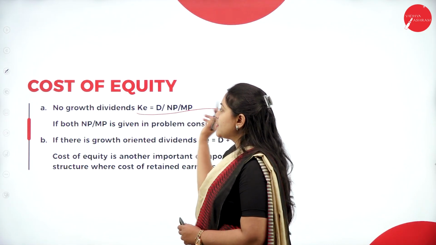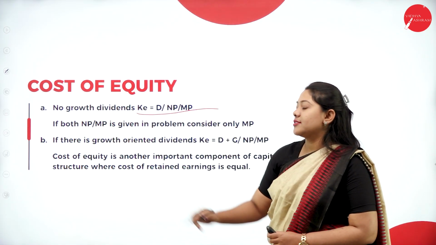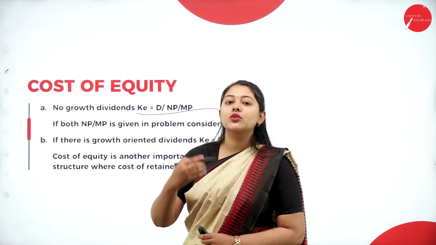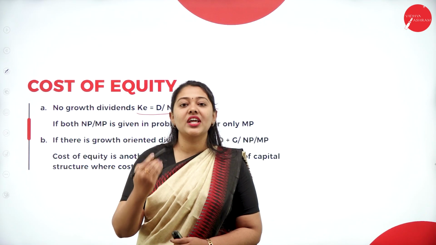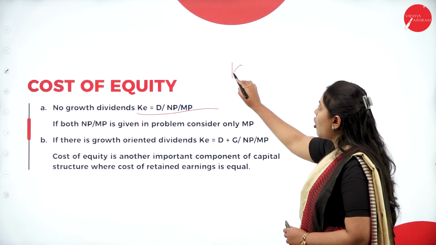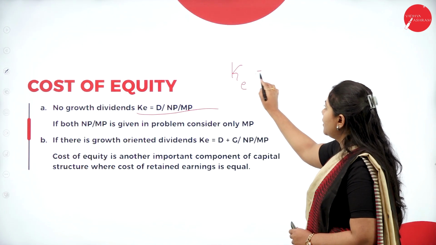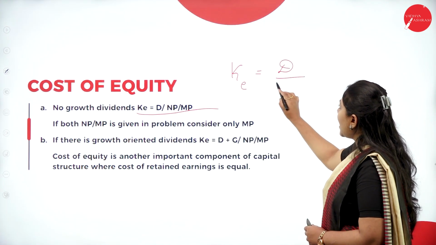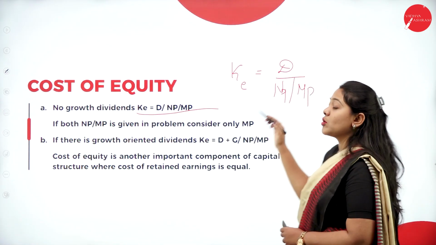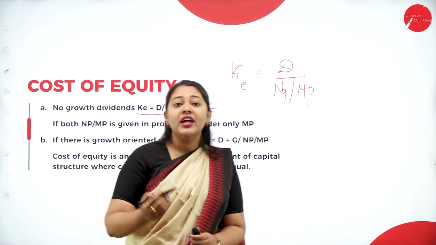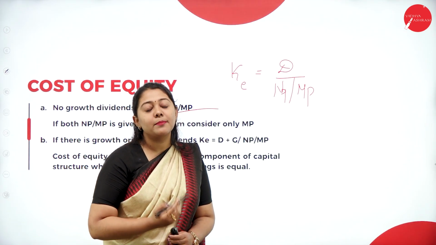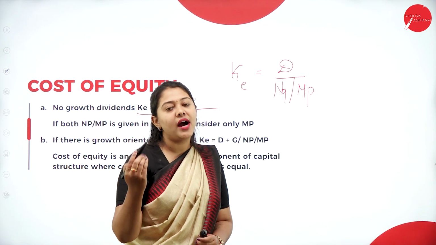So, the first formula, no growth dividend. If the growth rate is not given, let's say 6% growth, 7% growth, if growth rate is not given in the question, the formula will be cost of equity is equal to dividend divided by net proceeds or market price. What does MP stand for? MP stands for market price. So, dividend divided by net proceeds or market price.